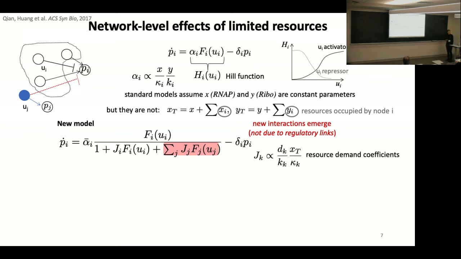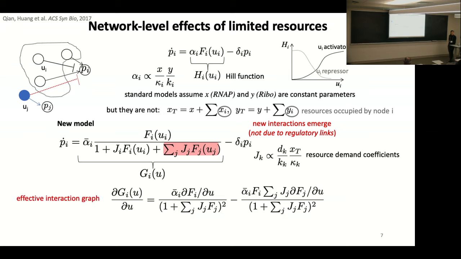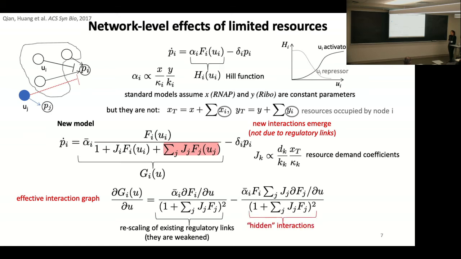It's a resource demand coefficient that depends on the DNA copy number D, on the amount of total RNA polymerase, and essentially on the ribosome binding site strength and the promoter strength, okay? So those are quantities, okay, that you can tune right in your system. So if you look at this now, your new regulatory function, you can look at what's the effective interaction graph of your network. And it turns out there are two components. So the first component is a rescaling of the existing regulatory interaction that you had before. So you still have that all these u affect your p_i, but the strengths of this interaction become much weaker. And then you have a second part, which are hidden interactions that were not there.